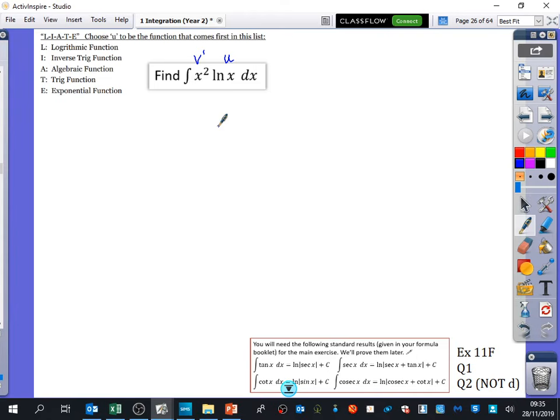You can also see in our list that we've got here, our Li8 list, logarithmic function is the thing that comes first. So as soon as you have a logarithmic function, like an ln function, that takes priority for what you will assign to be u. Now, start off by doing this pattern that I've said before. You have u equals, you have v dash equals. That means that u is ln x and v dash is x squared.